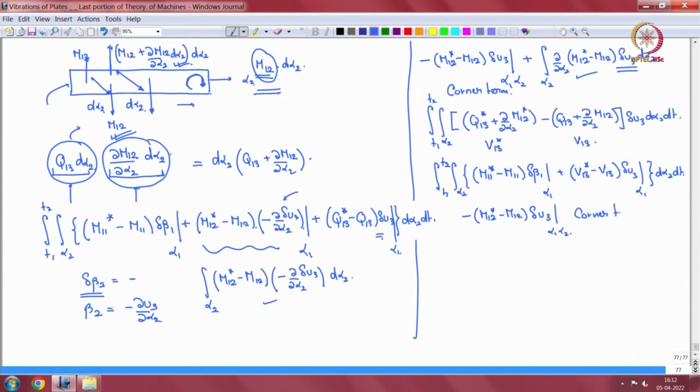Okay. So that also gives a condition. Either U3 has to be specified or M12 is equal to M12 from the interior of the material at the corner. Okay. So we will be looking at simply supported plates, clamped plates, which are fixed also at the corners, and therefore delta U3 will be 0. So this boundary term goes to 0.